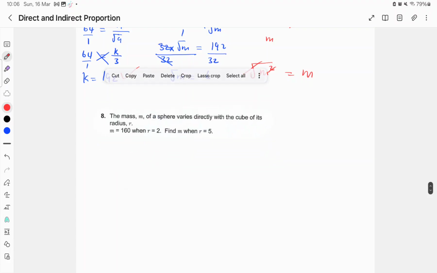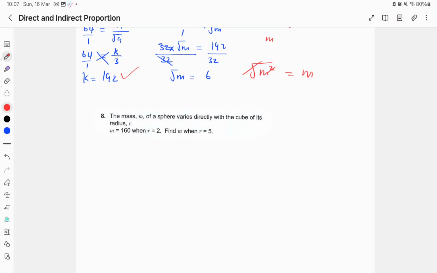It says that the mass of the sphere varies with the cube of its radius. Okay, m is equal to 160 when r is equal to 2. Find m when r is 5.